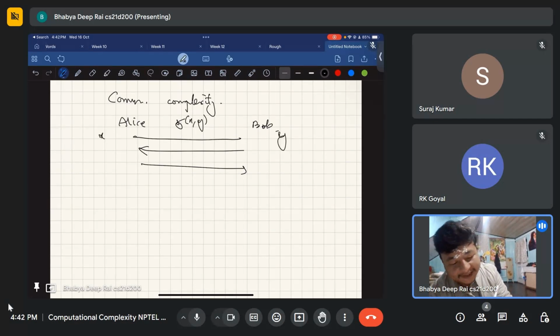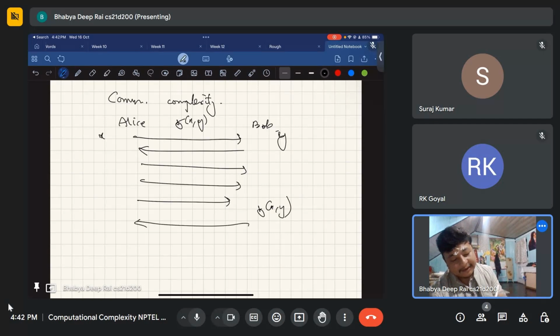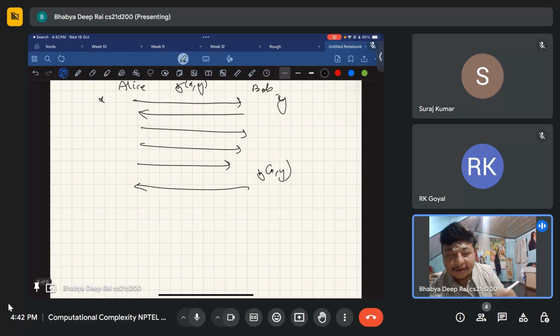One trivial way is that Alice sends the entire x to Bob. Bob computes f(x, y), and then he sends one bit saying what f(x, y) is equal to. So it trivially requires a linear number of bits, n plus 1. But can you minimize this? That is the question. It is of independent interest also, but there is a huge result.